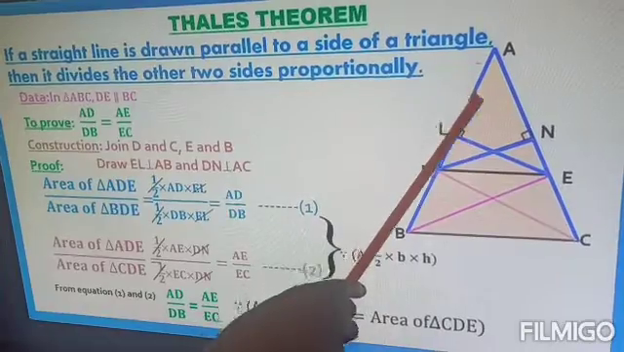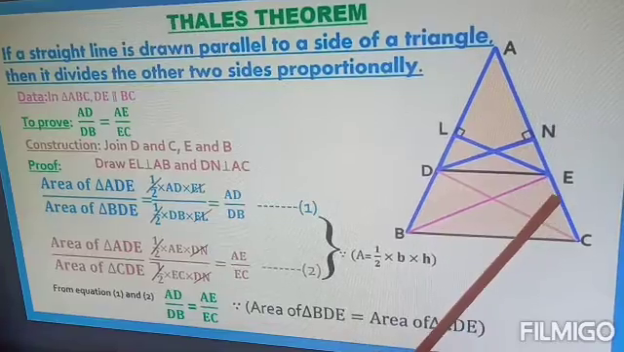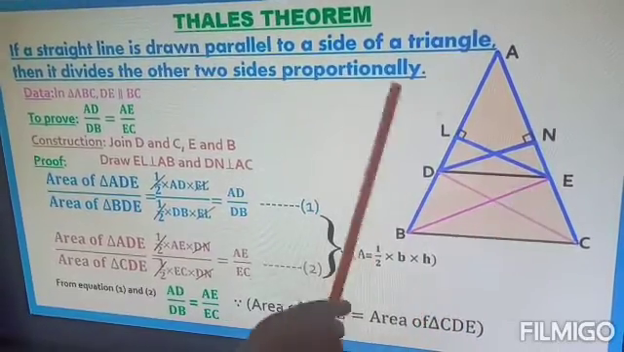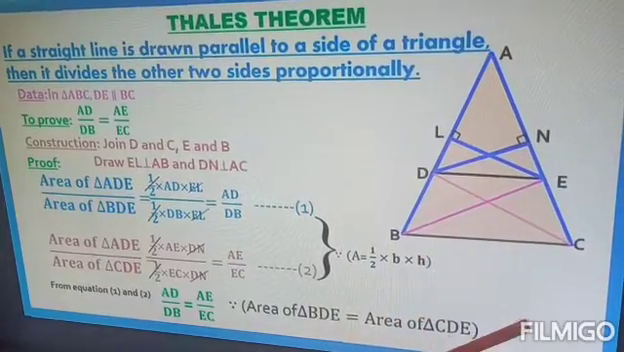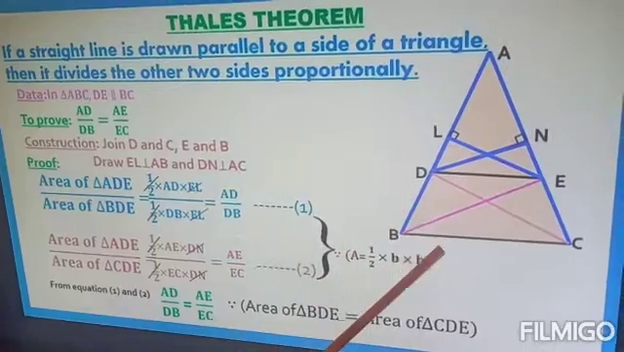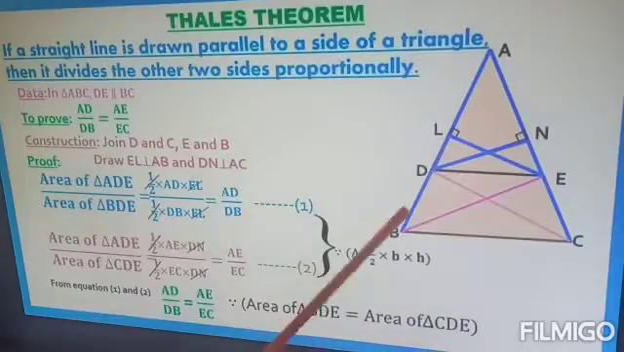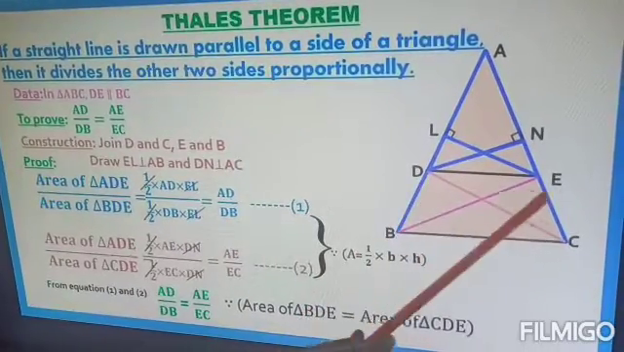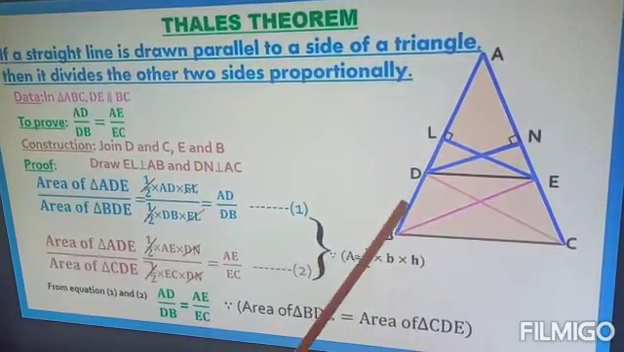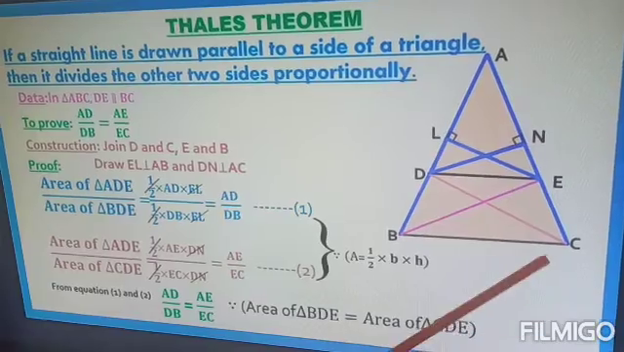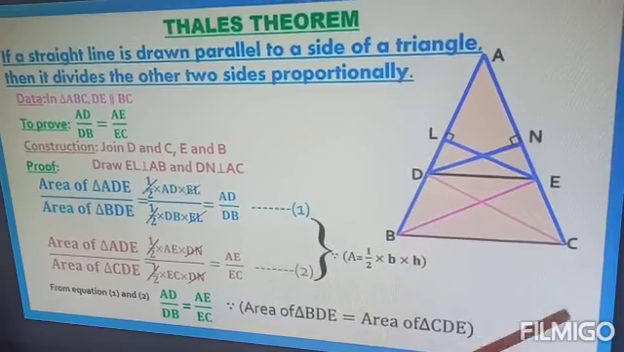Triangle ABC. In a triangle, a straight line DE is drawn parallel to a side of the triangle. Here we took the side BC. Any side we can take, but in this theorem, we took BC. For this triangle, we drew a straight line parallel to it. Okay, DE is a straight line drawn parallel to BC.